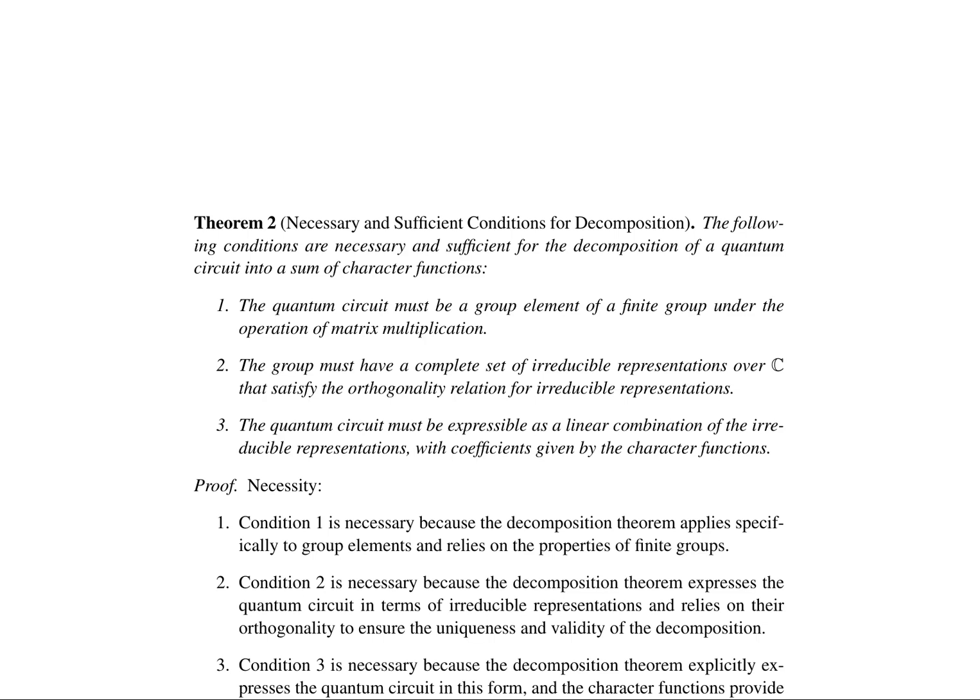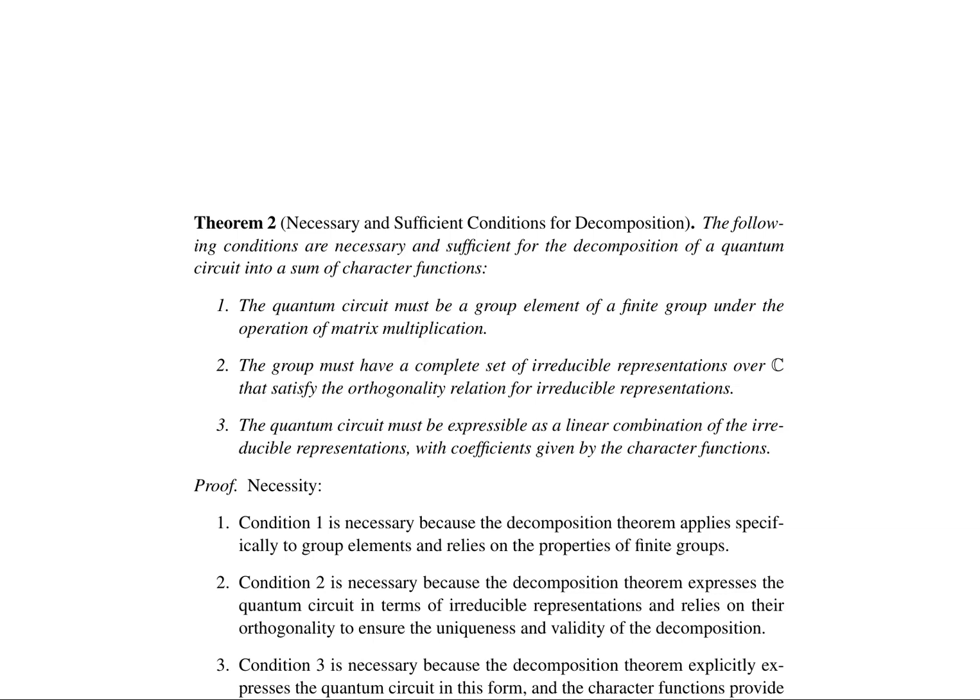The decomposition formula for quantum operations is derived by applying the group action to an arbitrary vector in the representation space, yielding an expression involving the character functions chi and the dimensions d of the irreducible representations. Utilizing the orthogonality relations for irreducible characters, the expression is simplified to reveal that the quantum operation can be expressed as a linear combination of the irreducible representations, with the character functions acting as coefficients.